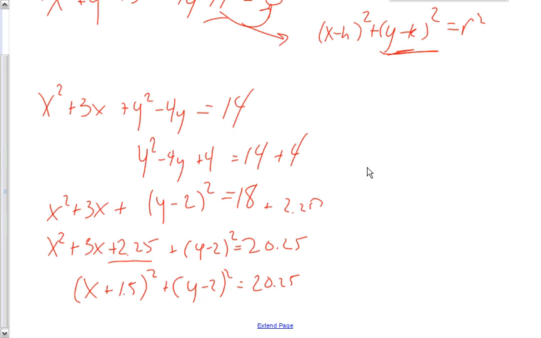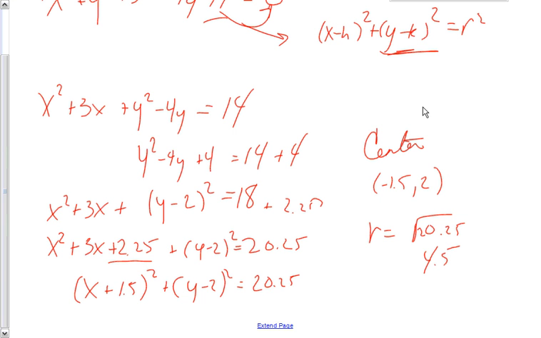And what's nice is now we can tell the center is just the opposite of that, negative 1.5, comma 2, and its radius is the square root of 20.25, which is actually just 4.5. Okay, so you can see it's useful for that. It's also useful for the vertex form. So it's the same thing as if it was just a simple little quadratic. Okay, so there's that little topic with completing the square and how to solve it.